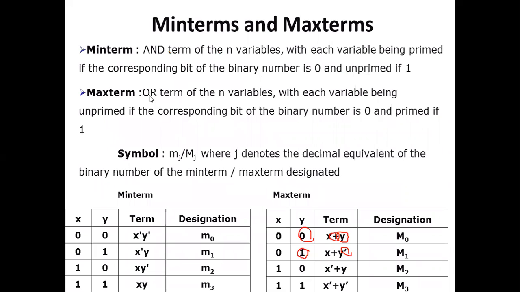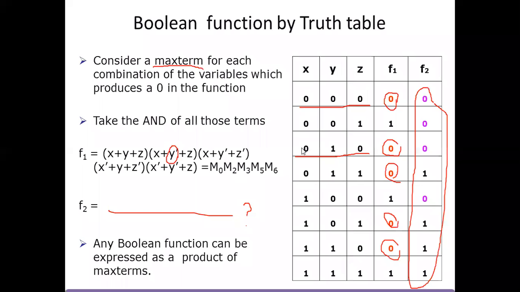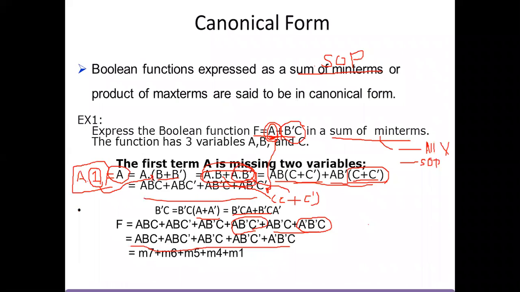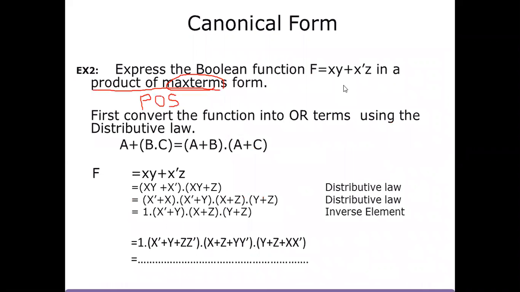A max term is the OR term of n variables, with each variable being unprimed if the corresponding bit of the number is 0 and primed if it is 1. So the term should be like this, with OR between the variables. It should have all the variables included. So we have something like this.